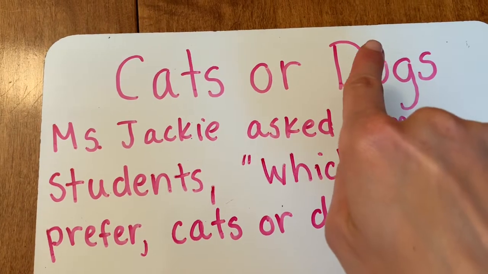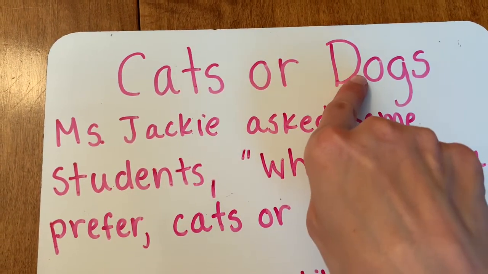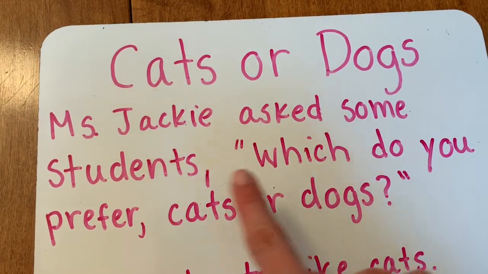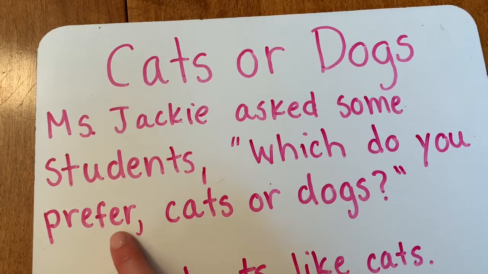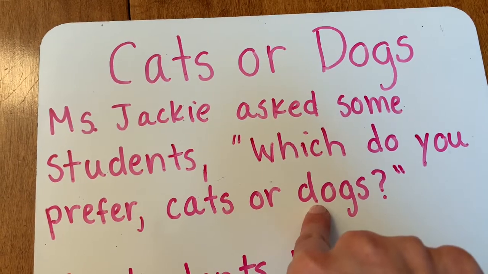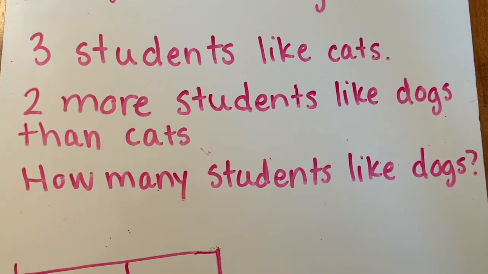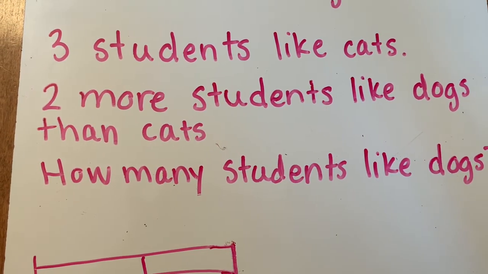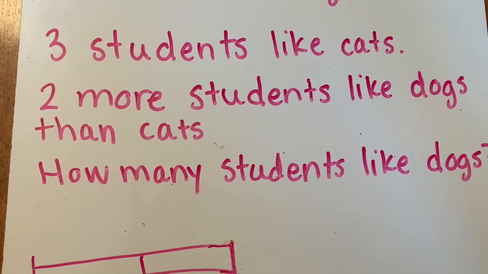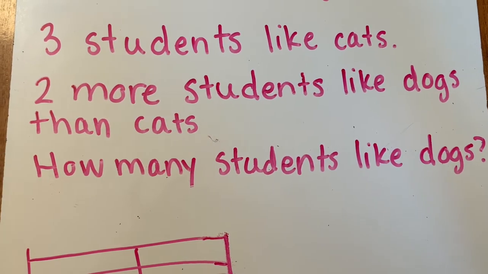Cats or dogs. So here are two options, cats and dogs. Miss Jackie asked some students, which do you prefer? So which do you like more, cats or dogs? 3 students, so in this problem, 3 students like cats. 2 more students like dogs than cats. So how many students like dogs?